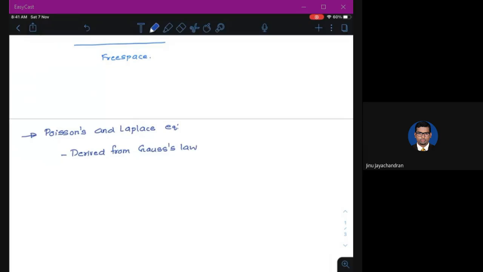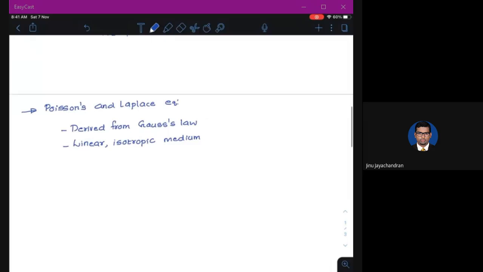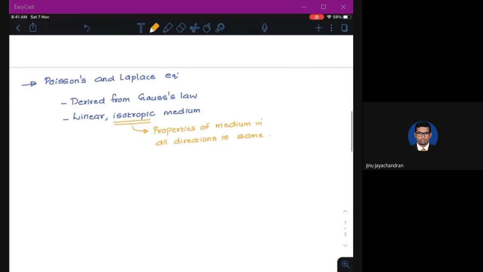Okay, and this is for a linear isotropic medium. So what do you mean by an isotropic medium? Isotropic medium means the properties of the medium in all directions are the same. For example, permittivity. If you look at any point in the medium, or if you go in any direction in the medium, then the permittivity remains the same.